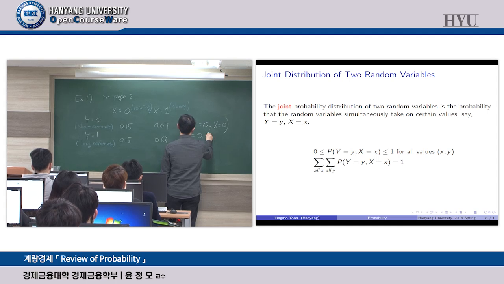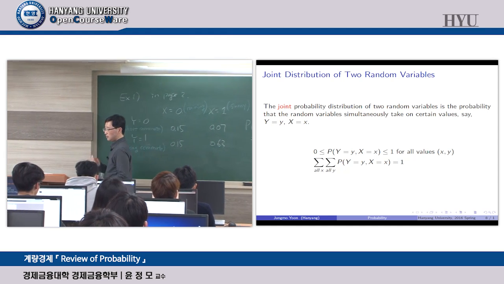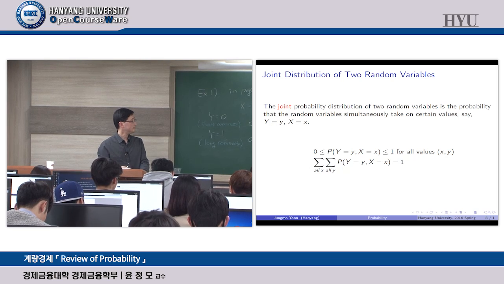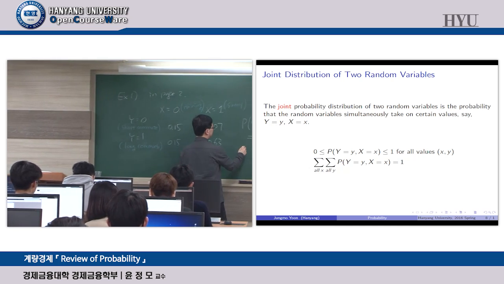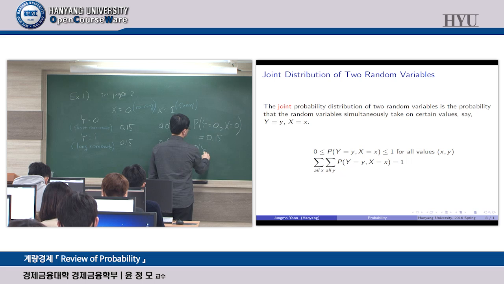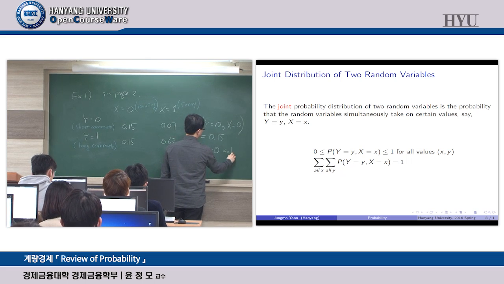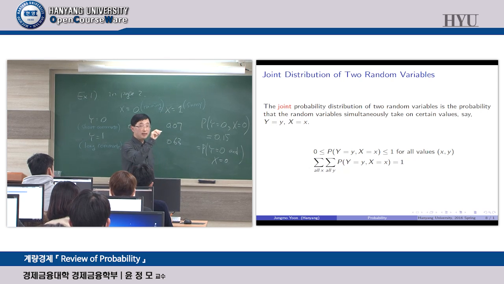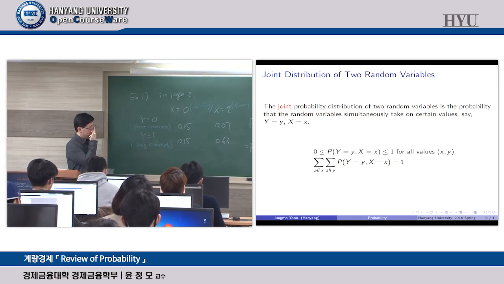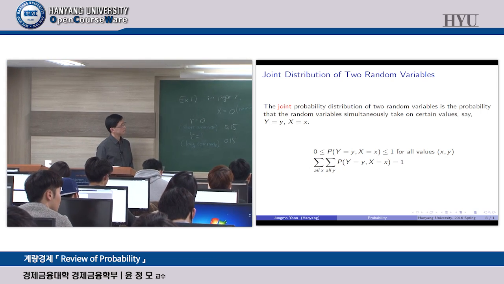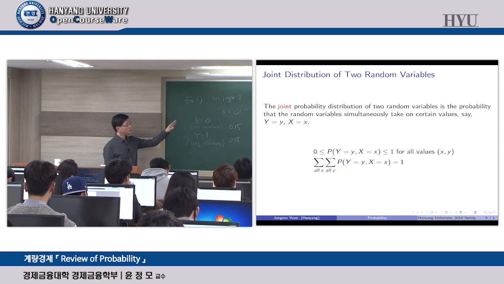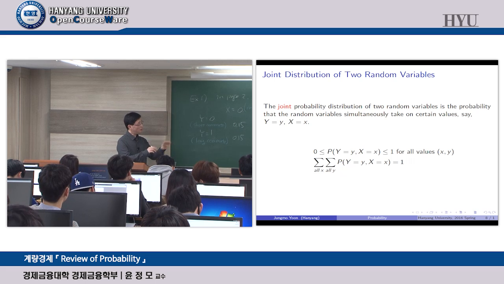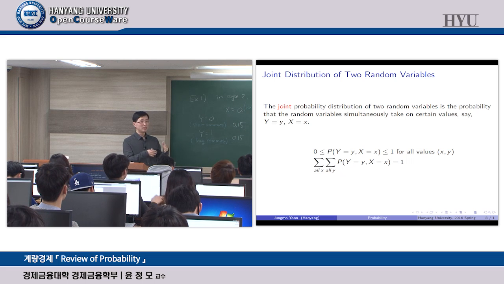So that's 15%. So that's a joint probability. It's another way to say, a comma means "and" inside of the probability. So that's joint. We have two random variables, and you'd like to know what happened to x and y at the same time.